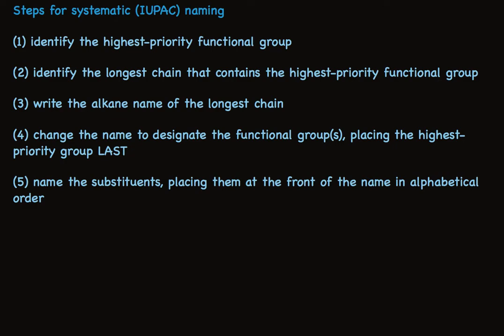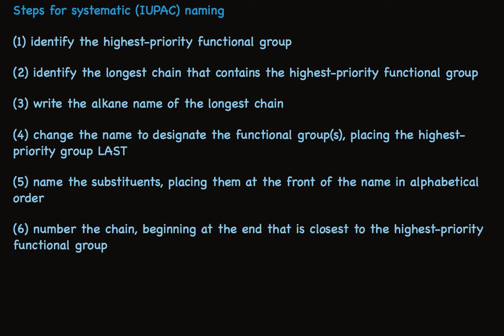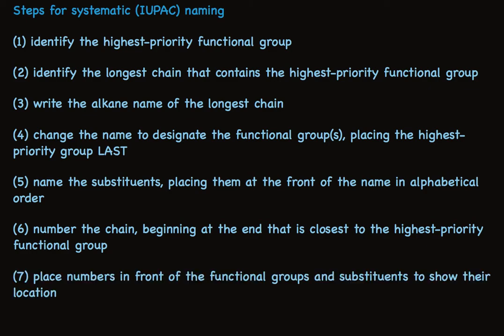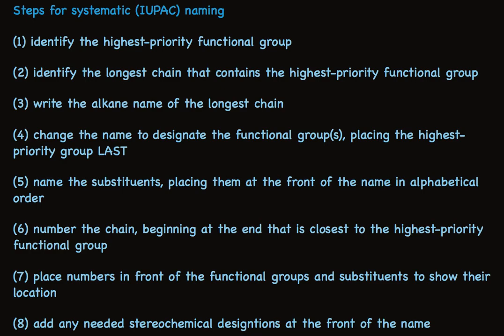And next, you'll number the chain starting from the end that's closest to the highest priority functional group. Once you have that chain numbered, you indicate the position of each substituent by putting the appropriate number in front of each substituent. And finally, if there are stereochemical details to mention, add the stereochemical designators E, Z, R, or S at the front of the name. Following these 8 steps, you can't go wrong. Let's apply them to some aldehydes.